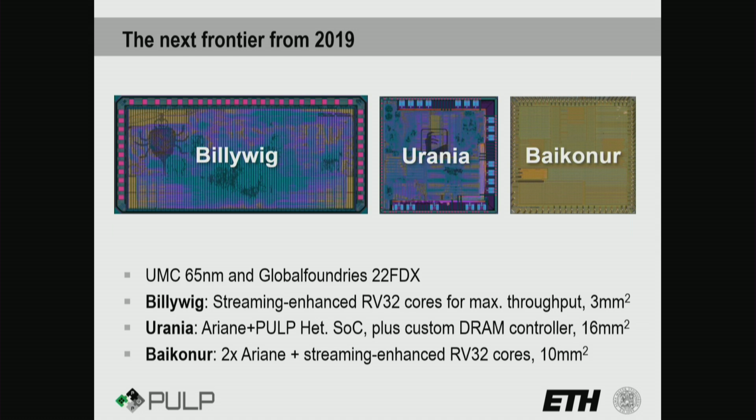And now the next frontier, basically in 2019, are these 3 chips, which are currently in the process of being manufactured, which take this even further. They contain, for example, various combinations of RV32 cores extended with streaming enhanced ISA to go for maximum floating point throughput. And we have a heterogeneous SoC, which combines the Ariane 64-bit processor with the Pulp cluster 32-bit to form this heterogeneous system with a custom DRAM controller.